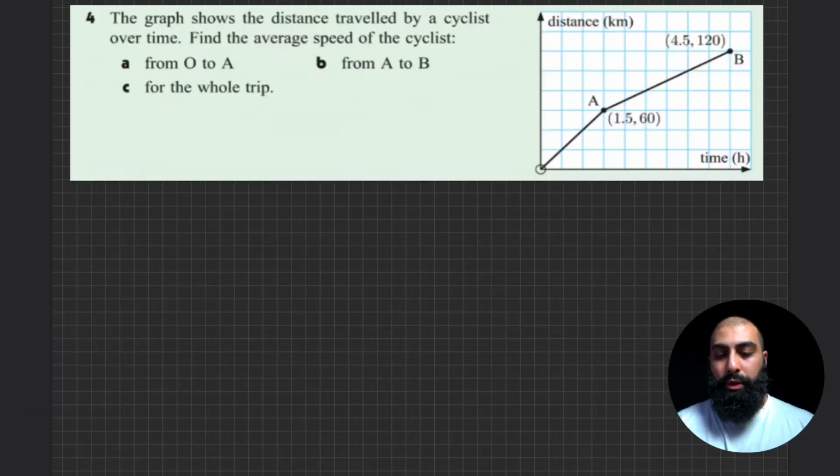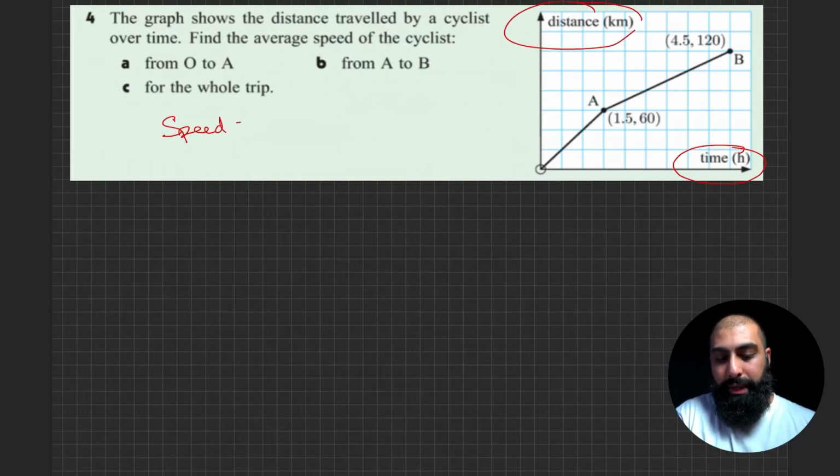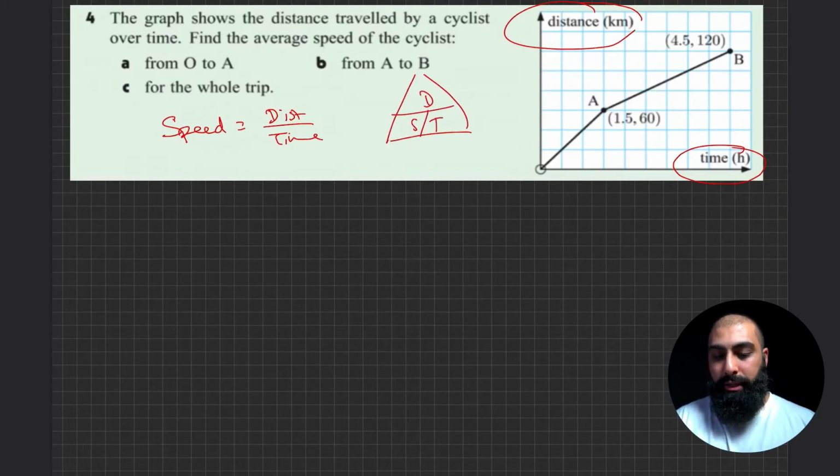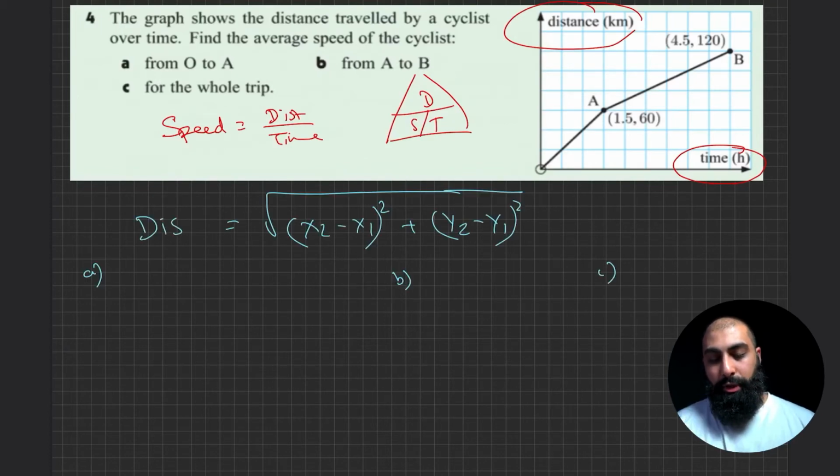So moving on to question 4, the graph shows the distance traveled by cyclists over time. Find the average speed of the cyclist, A from point 0 to A, B from point A to B, and then C for the whole trip. So I think what we're doing here is we're looking at time and distance. Okay, so we've got speed is equal to distance divided by time, or DST. What I want you to do is work out the distance between the points using the distance formula. We've covered the distance formula already. So do parts A, B, and C for yourself and then play the video and I'll show you my worked solutions.